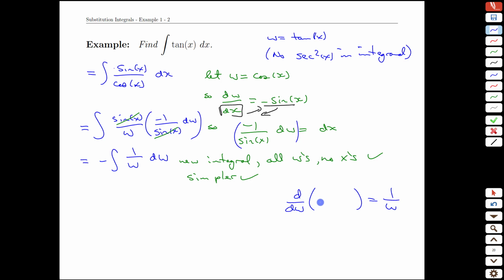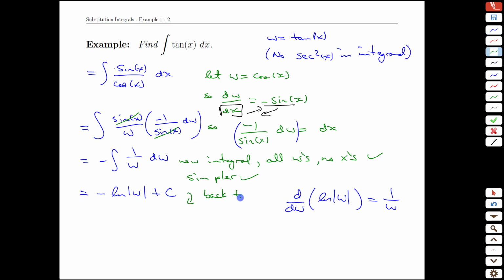And this, again, think about what you have to differentiate to get 1 over w. Think back for a moment. Remember, it'll be ln. And we also have that one tweak, because it's possible w could be negative. We get this ln of w in absolute value as our antiderivative. When we do this, we're going to get negative ln absolute value of w plus a constant.